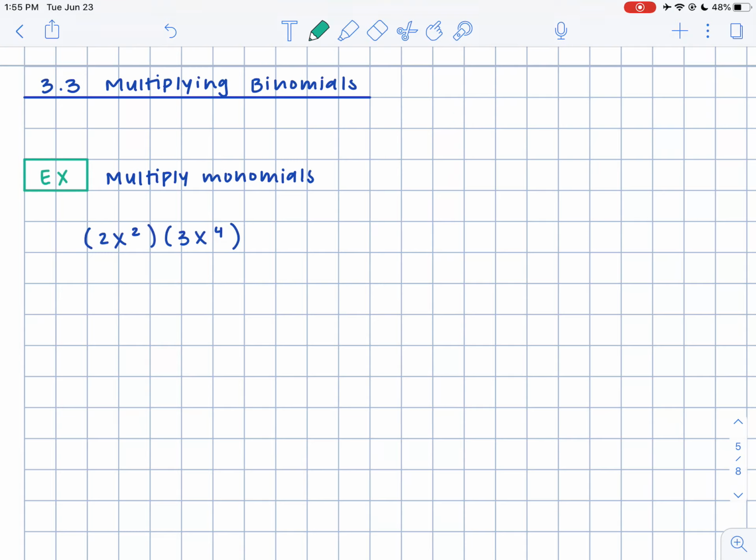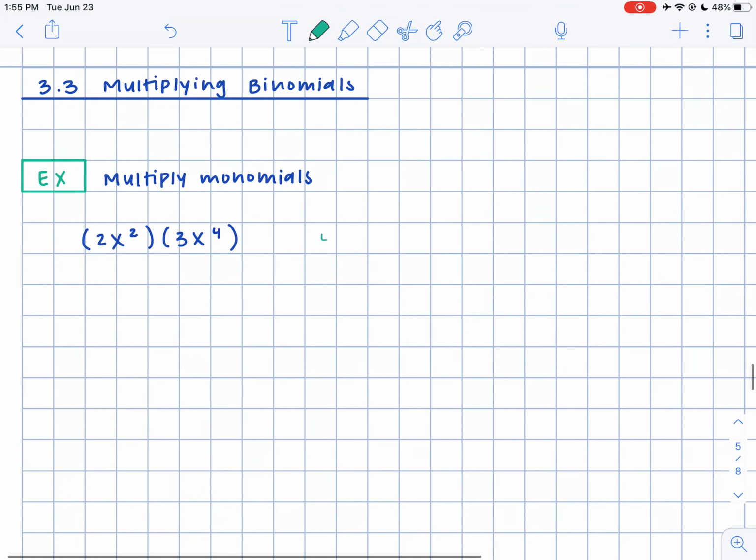Okay, so before we talk about multiplying binomials, let's talk about multiplying monomials. So here we have 2x squared times 3x to the power of 4. Now you see it's written in parentheses and they're written close to each other, which means we want to multiply. Usually when we write multiplying for numbers, we write 4 times 5. In this case, we write it in parentheses because the multiplication sign can be mistaken for an x. So this way it's more clean and easier to see.